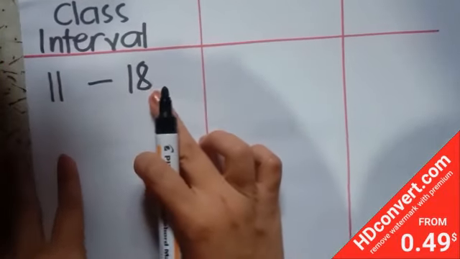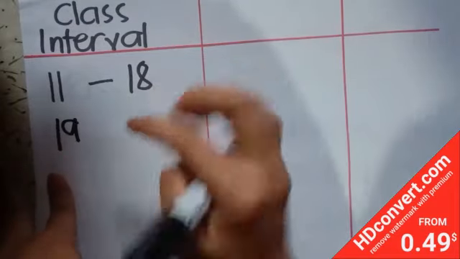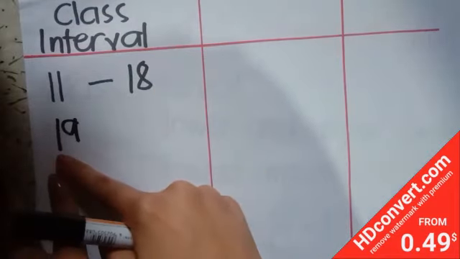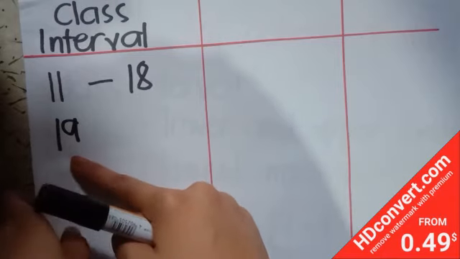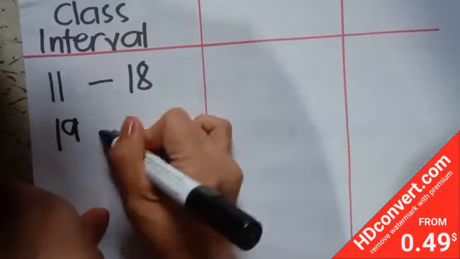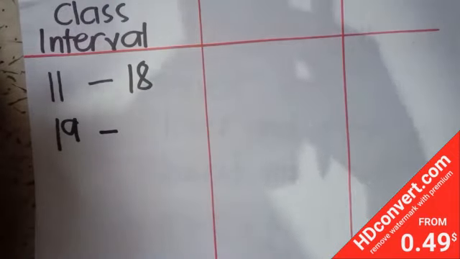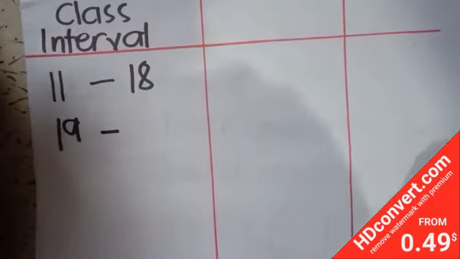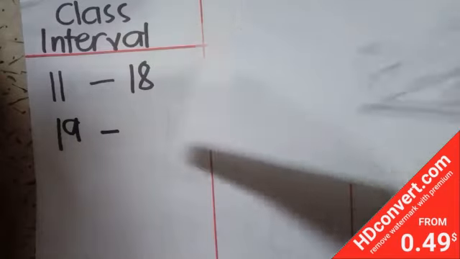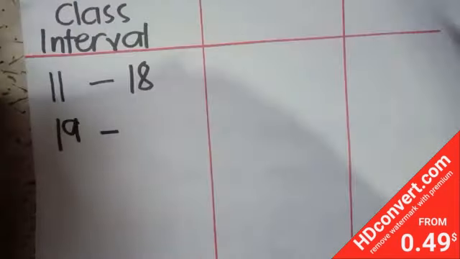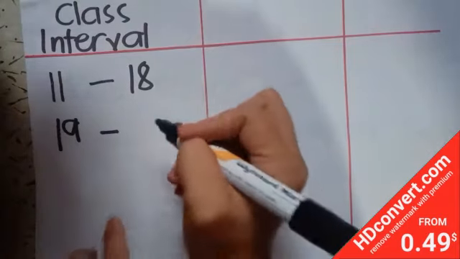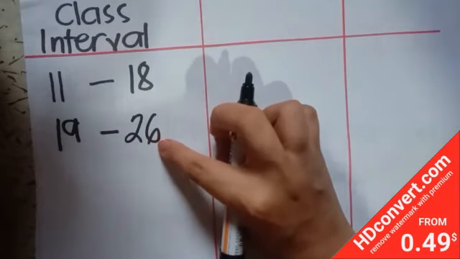Then next, tuloy na natin. Ano ba yung susunod sa 18? Siyempre, 19. So, meron na tayong lower limit na 19. So, kung may lower limit tayo, ano yung magiging upper limit niya? So, ang upper limit niya ay 19 plus 8. Yan. 19 plus 8 ulit. Then, minus 1. So, meron tayong 26. So, ito na yung upper limit.